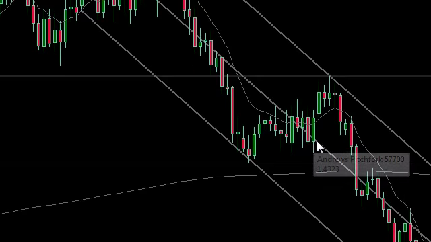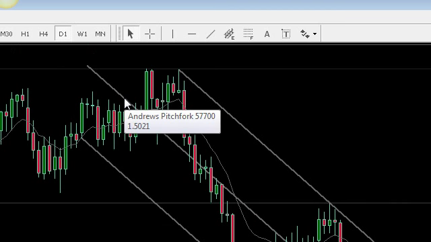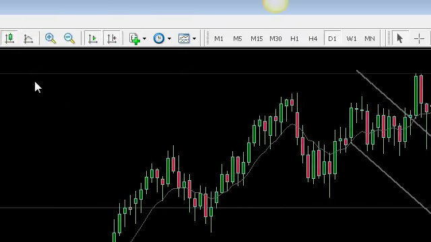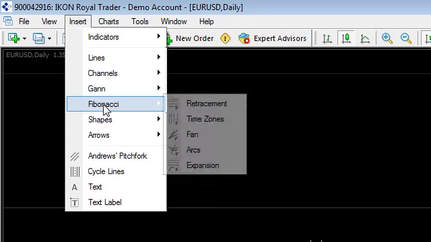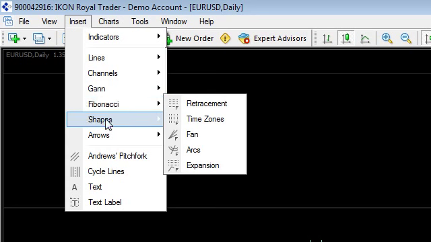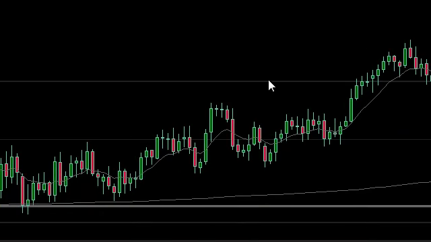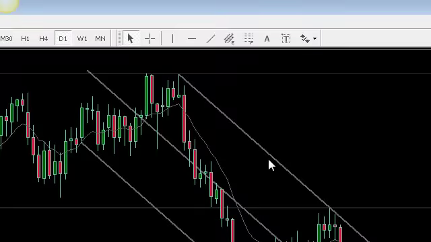and then I'll be looking for a central line down the middle. Now I tend to use Andrew's pitchfork for drawing this, probably only because I'm not sure how to use this one here to get a line in the middle. Sometimes I might use the other one, which is on the Fibonacci, the Fibonacci channel. Sometimes I might draw that, but tend to just try and keep my charts quite simple, so I'm looking for really a center line and the two outside lines.